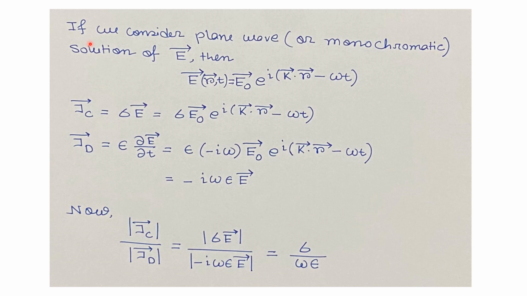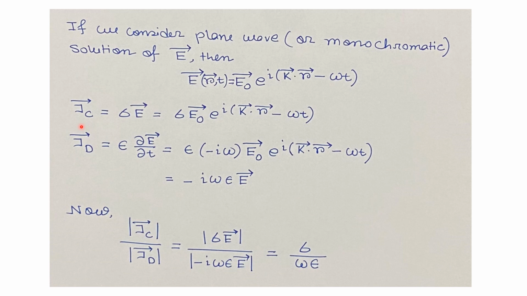Now if we consider a plane wave or monochromatic wave solution for the electric field, then it can be written as E vector as a function of r vector comma time t equals E naught vector times e to the power i k dot r minus omega t. Here E naught is the amplitude of the electric field and k vector is the wave vector for that electric field.